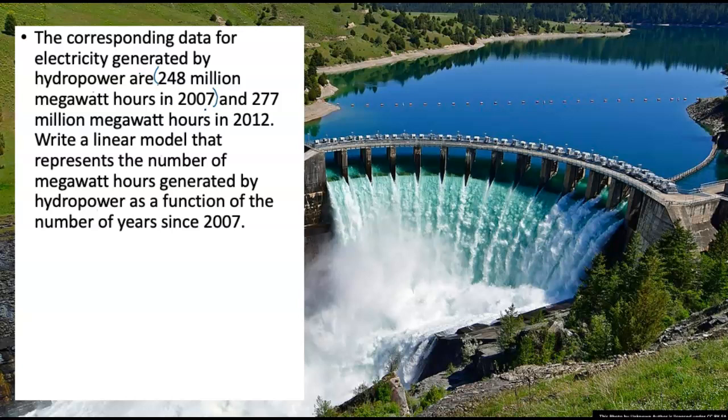We want to be careful here. 2007, remember time is always x. So the 2007 is my x. That would leave 248 as my y. So I'm going to go ahead and just write that as an ordered pair. And then I'm going to look at my next set. It says 277 million megawatt hours in 2012. Well, those numbers are connected. That's my ordered pair. Remember, time is always x. So 2012 goes with 277. Well, now you have 2 points, and you can work with that.